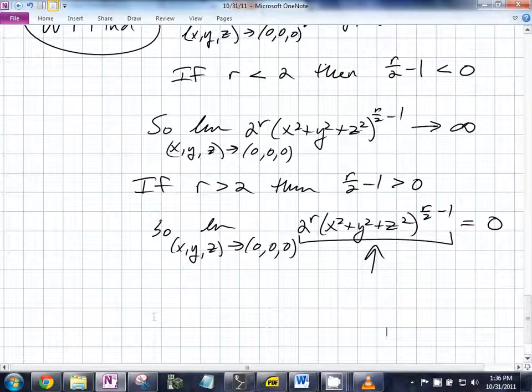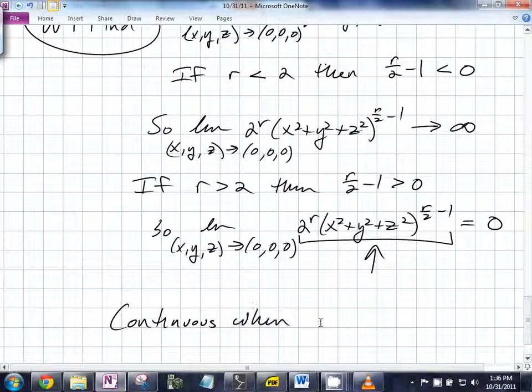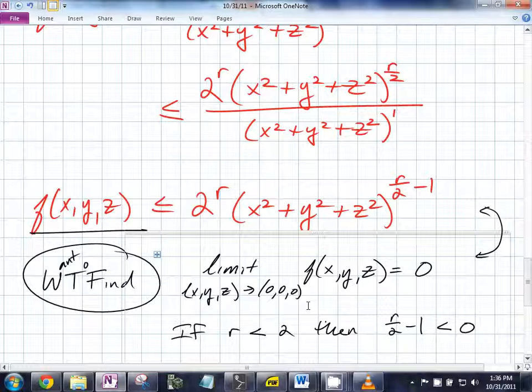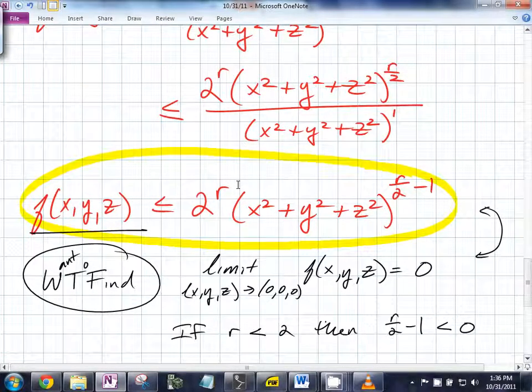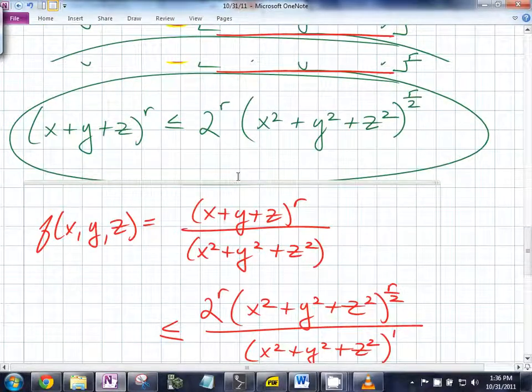R is greater than 2. The key to all of this is not the algebra we just did. The key to all of this is getting to here. That was getting to there. But what's the key to getting to that point? Making a random substitution, which really is starting with this.